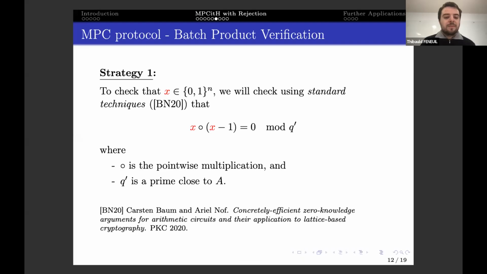The first strategy consists of proving, using standard techniques, that x times (x minus 1) is equal to 0 modulo some q prime, where q prime is a prime number close to A. It can be, for example, the next prime after A. And we show that proving this constraint is sufficient to prove that X is binary.